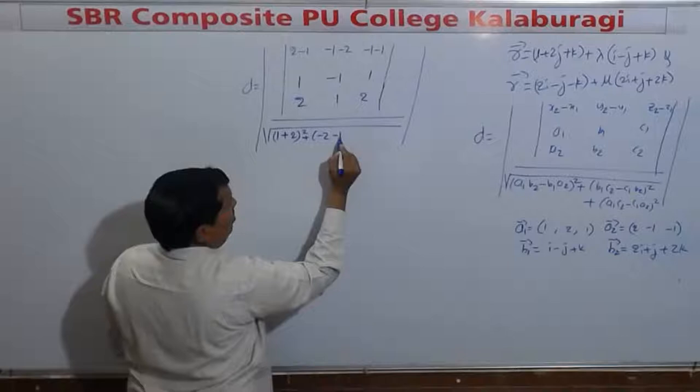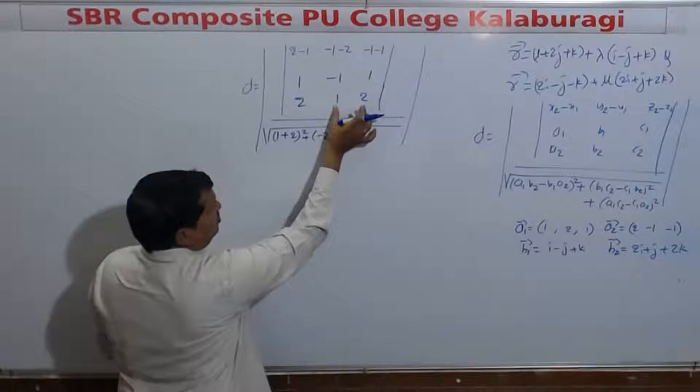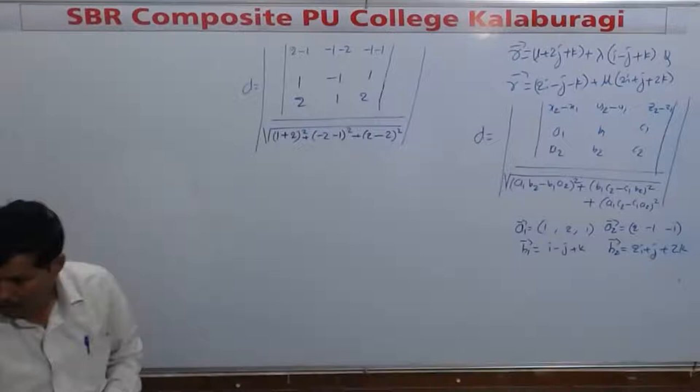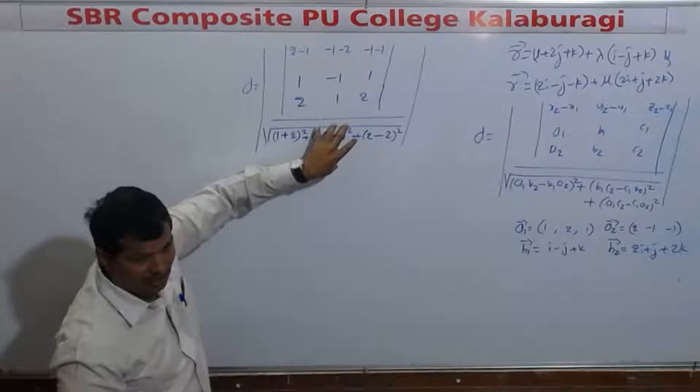plus these two lines are what? Now these two lines, okay, 1 into 2, 2. Minus 1 into 2, 2 square. Okay, now substitution is over. Now you have to simplify this determinant and simplify this term under root separately.